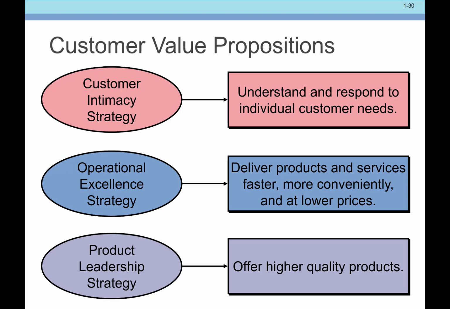For example, if you're talking about product leadership strategy, offering a high quality product, can you think of a company that might try to find itself in that niche? Apple, I mean, that's the usual answer, right? Product leadership, we're going to innovate, we're going to always come out with the better phone, whatever it is. Okay, good. How about operational excellence? Deliver products and services faster, more conveniently, and at lower prices. Amazon, right? Okay, good. How about customer intimacy strategy? Understand and respond to individual customer needs.